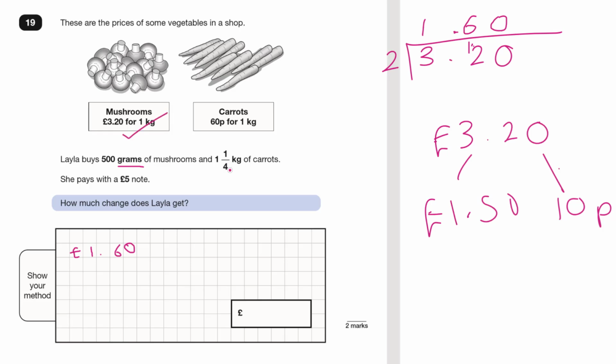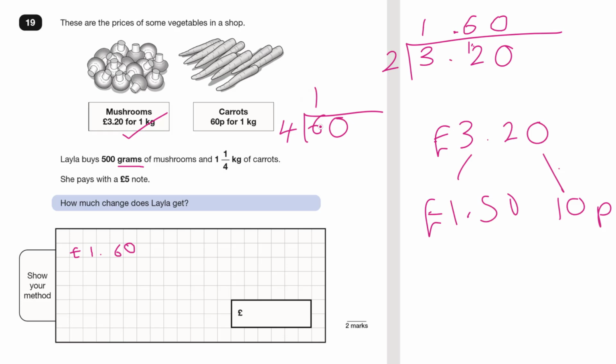She buys 1¼ kilograms of carrot. Okay, so for 1 kilogram of carrot, it would be 60p. But what about the quarter? So we need to find a quarter of 60p. So we're just going to do 60 divided by 4. You could do it in a bus stop, or you could halve it again. I like to just halve and halve again, but we will do a bus stop method.